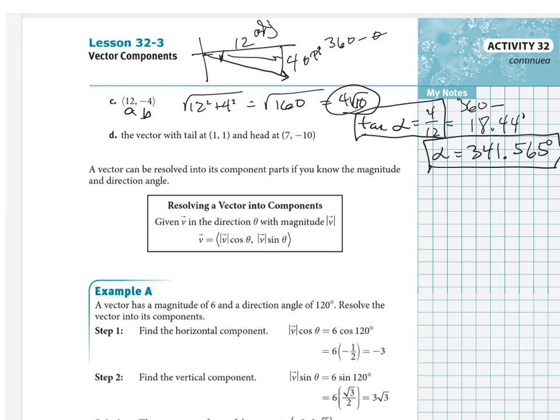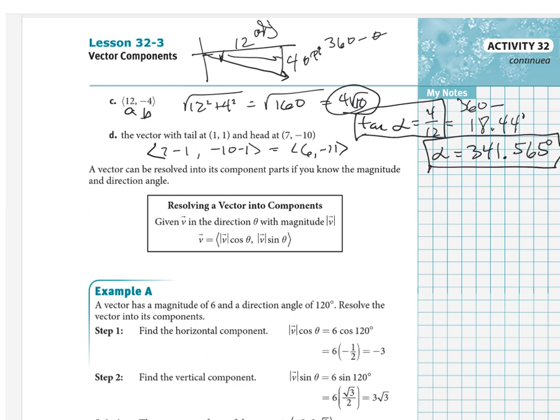In part D, you'd have to figure out what the components are first. So you'd have to figure that out by doing, remember, it is head minus tail. So just a quick reminder, component form here would be 7 minus 1, and then -10 minus 1. So our component form would be 6, -11. And then from there, of course, you could apply what we just did.